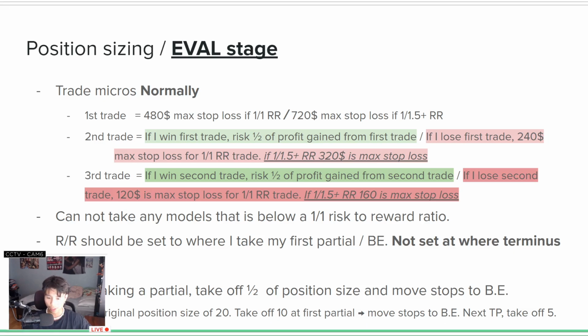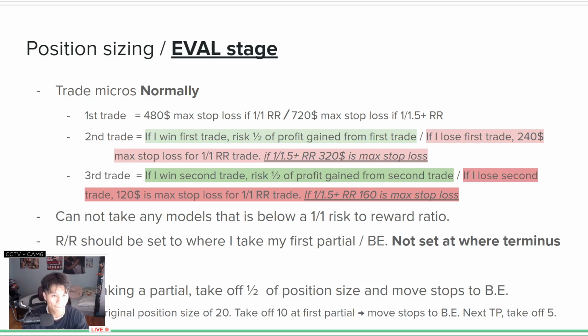So I'll take half of the position size off and I'll move my stops to break even whenever I'm taking my partial. Let's say, for example, I'm taking an original position size of 20, right? If price takes my first partial, I'll take off 10 there, and then I'm going to move my stops to break even. And let's say I have extra targets for price. Then if price hits my next TP, I'll take off 5. And like I said, I'll just gradually take off half and half and half until price hits my terminus.